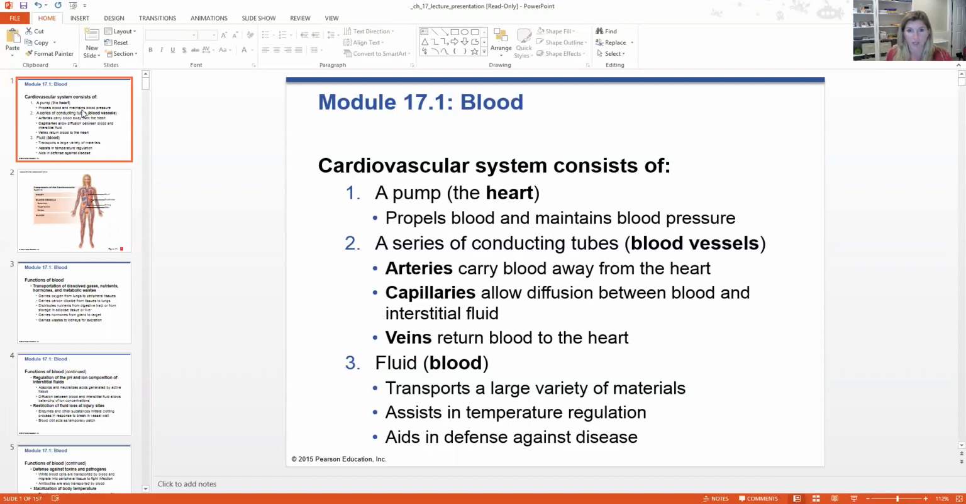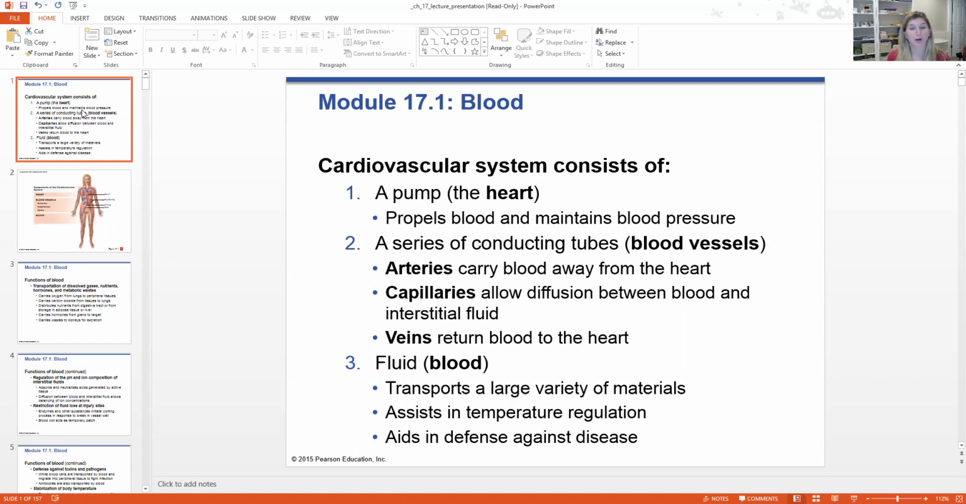Obviously our cardiovascular system contains a pump, like your heart, right? This is pushing the blood through the body, circulating it around. Then you also have these conducting tubes or vessels. We call them blood vessels. Sometimes I'll abbreviate them BV. These blood vessels carry blood to and from the heart. You have arteries carrying blood away from the heart, veins carrying blood to the heart, and the capillaries are the exchange vessels where interstitial fluids and nutrients and waste products can be exchanged between the rest of the body and the blood.